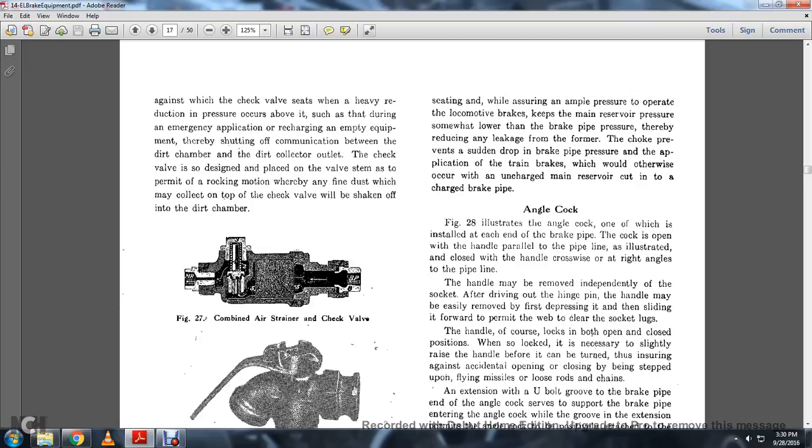seating, while assuring the operator with locomotive brakes keeps the main reserve pressure somewhat lower than the brake pipe pressure, thereby reducing any leakage from the brake. The choke prevents the sudden drop of the brake pipe pressure and application of the train brakes, which would otherwise occur with the uncharged main reserve cut into the charged brake pipe.